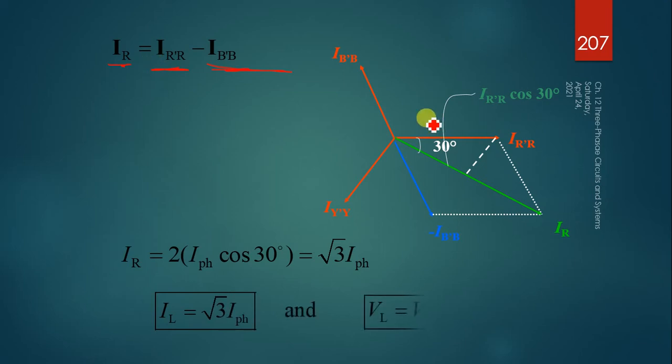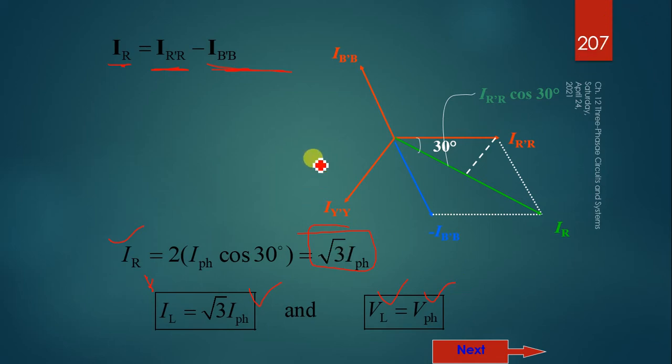Here the current equation is given by 2 into I phase cos 30, which is root 3 I phase. The line current, or the current passing through line R, is root 3 of I phase, whereas the line voltage is equal to V phase, right? Voltage is equal to V phase.